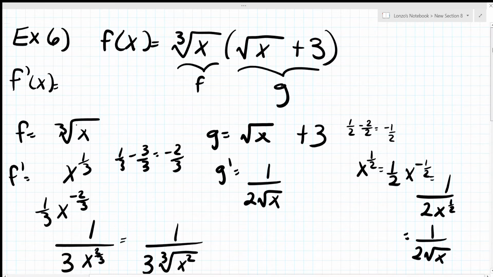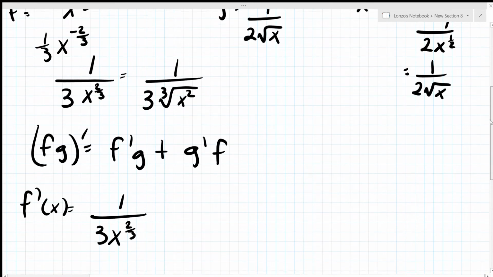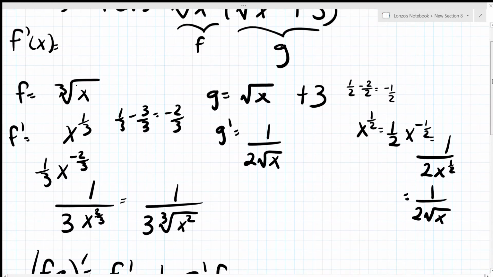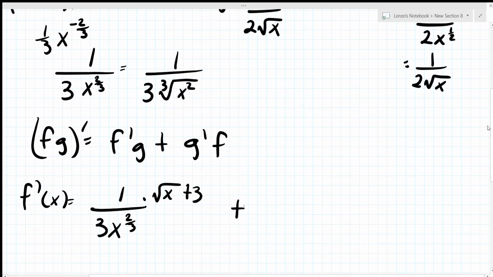Wait, it's just square root of x? No, g is square root of x plus 3. So times square root of x plus 3. Plus g prime times f. So what is my g prime? It's 1 over 2 square root of x. But I will rewrite that, instead of radical form, in power form. So it's going to be 1 over 2x to the 1/2, right? That's the same thing as 1 over 2 square root of x. Times f, which is just the cube root of x.